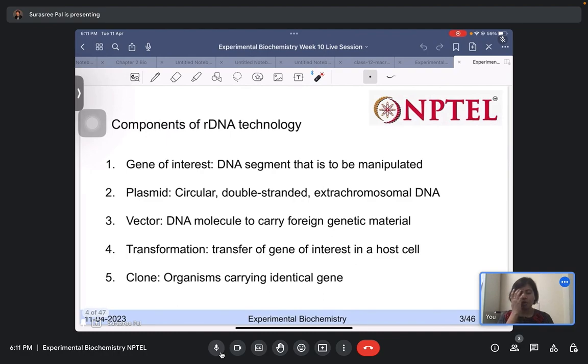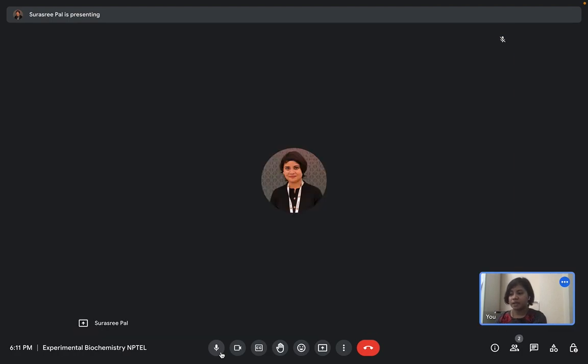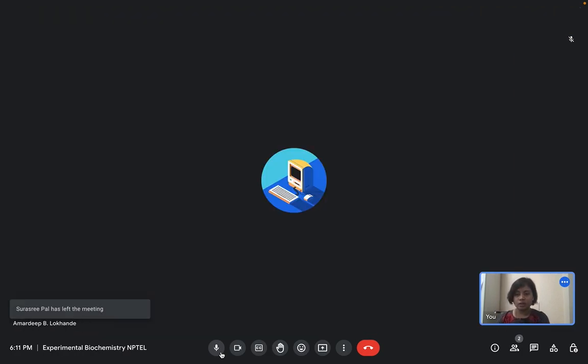Now there are some components of recombinant DNA technology. Number one is the gene of interest. Gene of interest means the DNA segment which we want to manipulate, which we want to change. It can be a single base change or change of a certain stretch of a nucleic acid. So that is the gene of interest. Next, coming to plasmid.